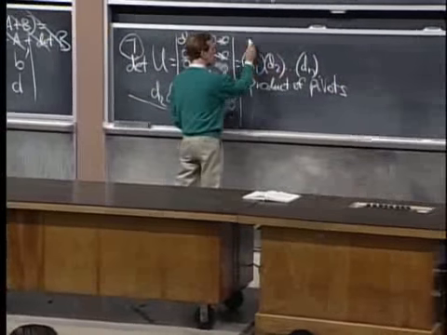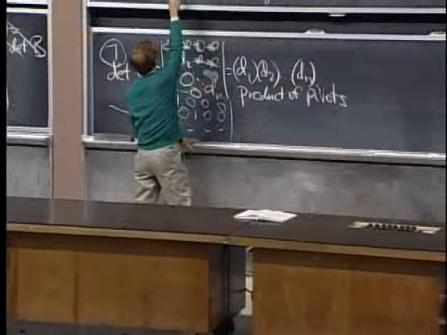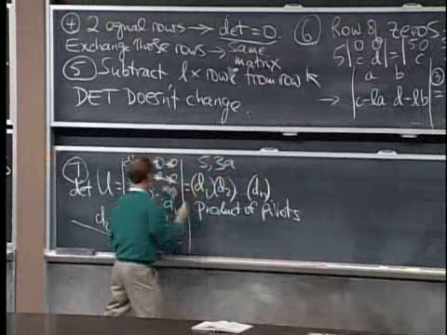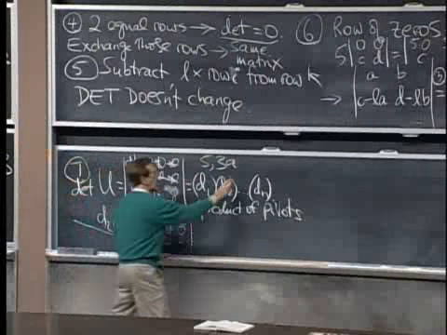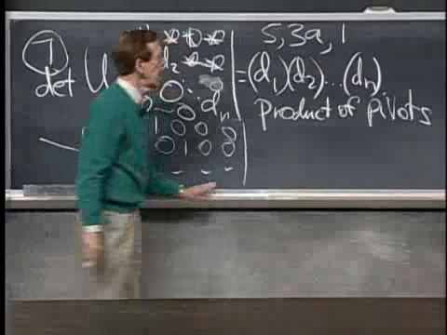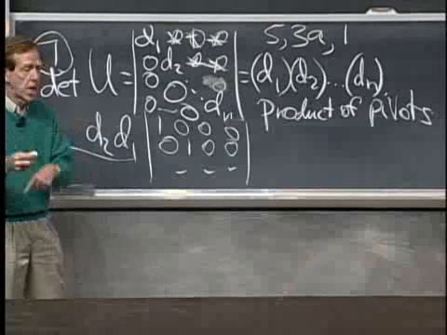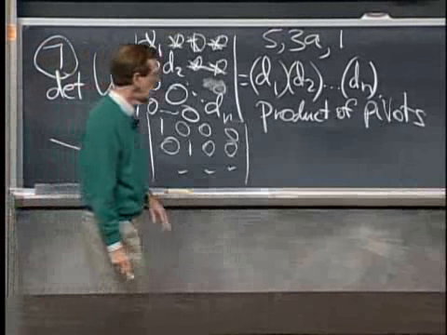So this was rule 5 to do elimination, 3a to factor out the d's, and our best friend, Rule 1. And possibly Rule 2, the exchanges may have been needed also. Okay.